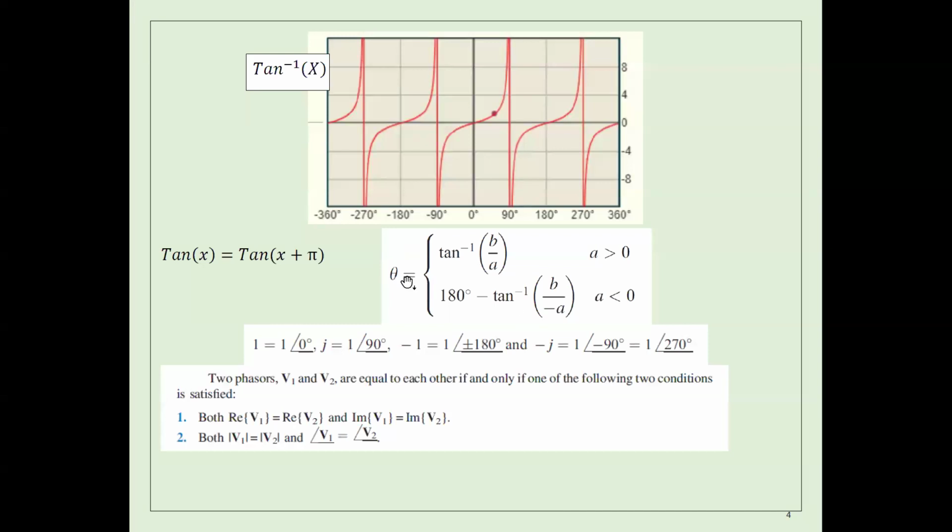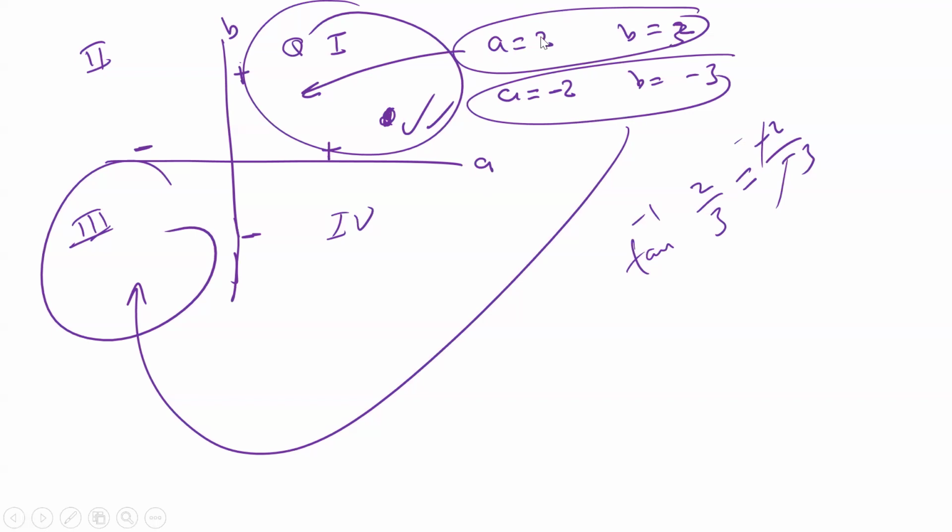Here, in the textbook they give us this. This is the way you should calculate it. So again, guys, let me make it very clear. What I'm saying is that if A is 2, B is 3. Okay. So here, if A is negative 2, B is negative 3.